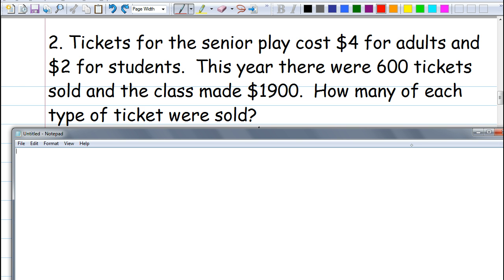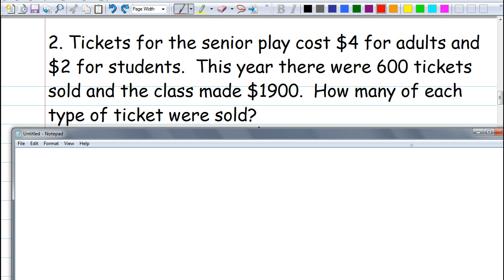How many of each type of tickets? So the adult tickets and the student. Right. How many? Very good. I like how you said at the end, how many. We want to know how many adult tickets were sold and how many student tickets were sold. Isn't that what we're looking for?